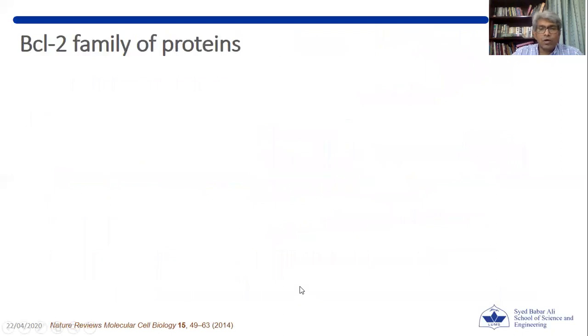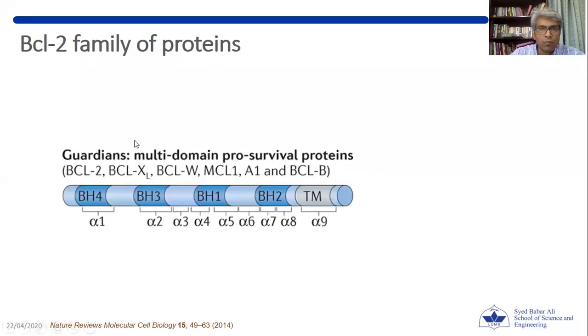So now we talk about BCL2 family of proteins. BCL2 family proteins are key proteins that regulate apoptosis. They can be both pro-apoptotic or they can be anti-apoptotic. And actually there is a threshold, or the ratio between anti-apoptotic and pro-apoptotic proteins, that actually regulates apoptosis. So they can be divided into three kinds of subfamilies.